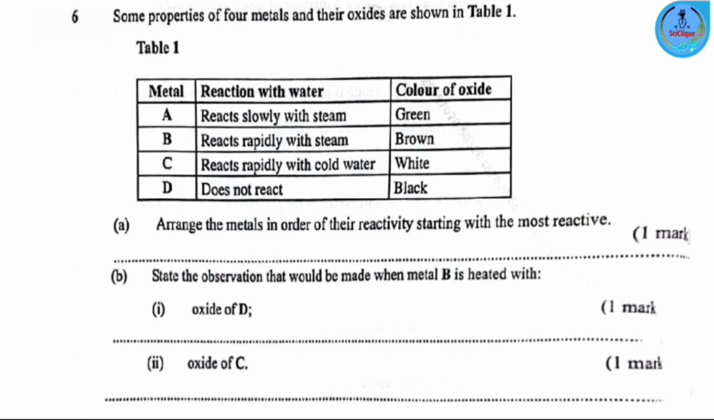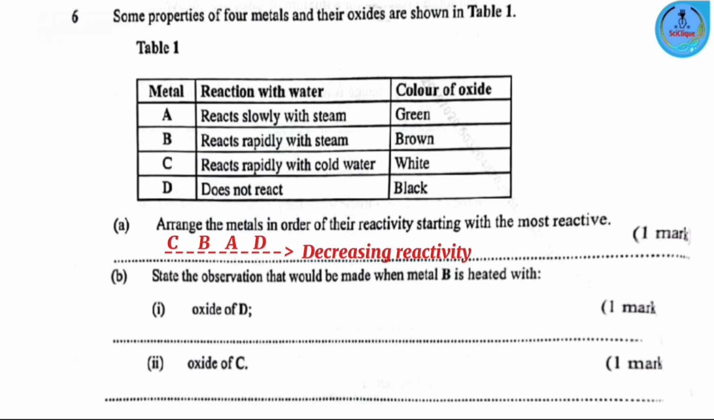Now, if you look at B, it forms a brown oxide. So this is most probably iron, right? Iron. Now, let's talk about D. D is the least reactive because it does not react with water in any form whatsoever. So if you were to arrange these metals according to their reactivity, the most reactive will definitely be C, followed by B, A, and D being the least reactive.